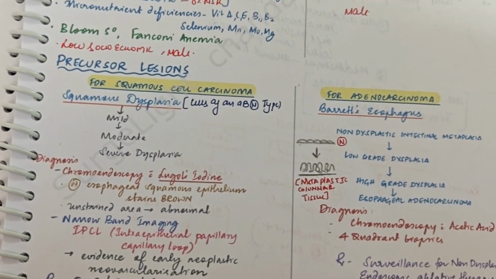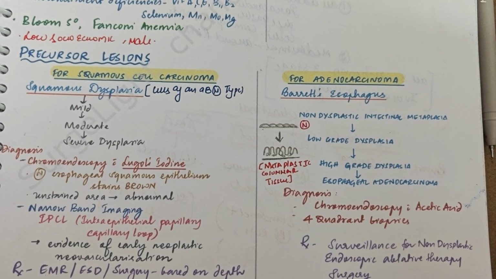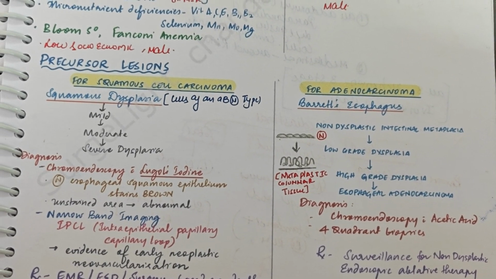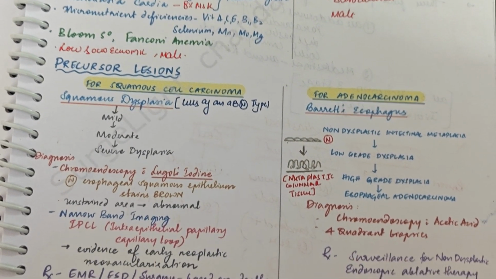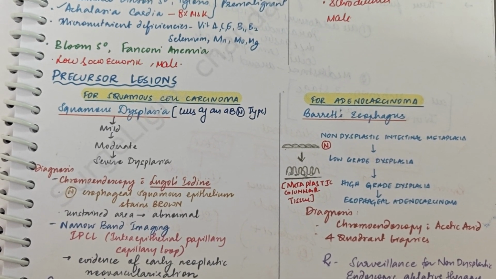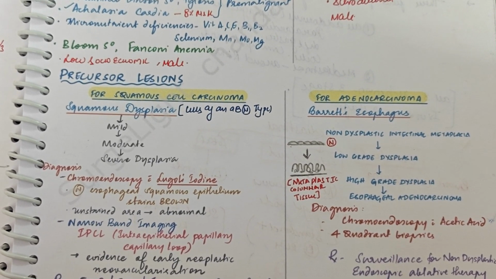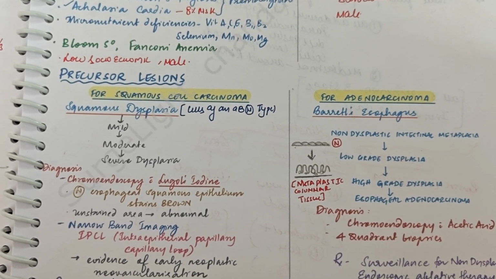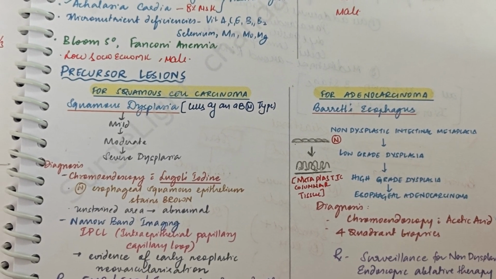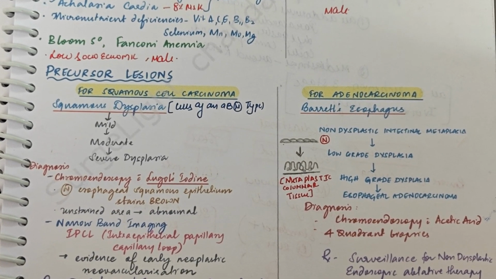Now, the precursor lesions of adenocarcinoma: if you look at Barrett's esophagus, there is something known as non-dysplastic intestinal metaplasia, which means you don't have any change in the cells. The esophagus is lined by squamous non-keratinized epithelium, which is replaced, or metaplased, by intestinal cells. Intestinal cells have goblet cells also, so there is metaplastic columnar tissue present in the esophagus.